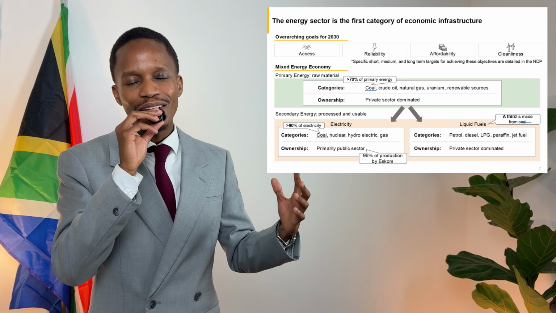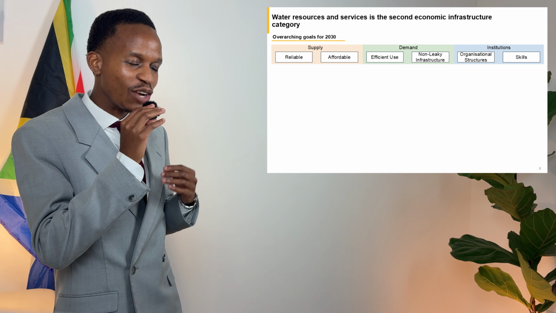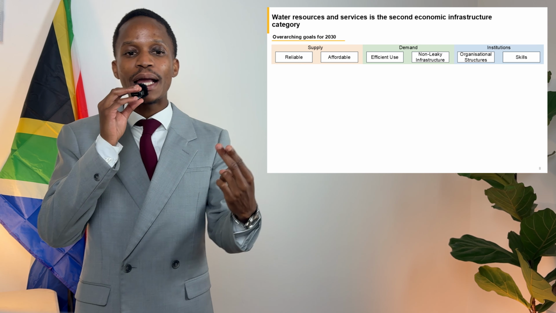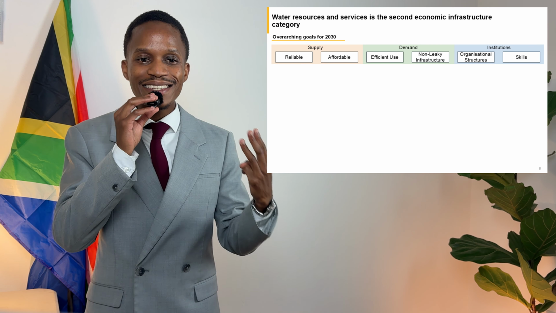carbon emissions. Regarding water resources and services on a high level, by 2030, the NDP aimed to ensure that there would be reliable and affordable water supply for all, minimal wastage through leaky pipes, and that within government, the institutional structures and skills required to manage water resources and services would be well established and in place.